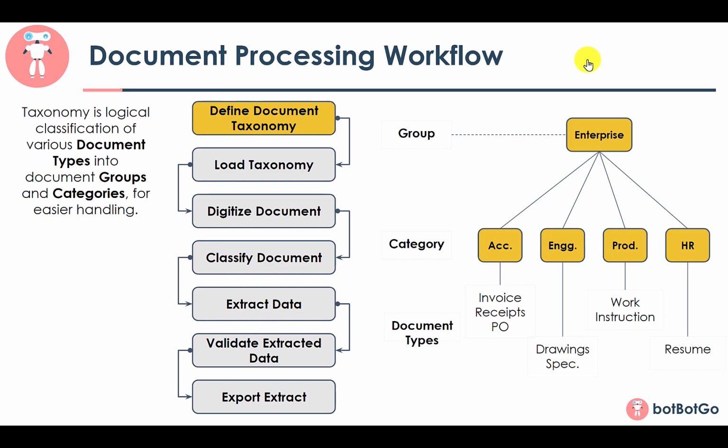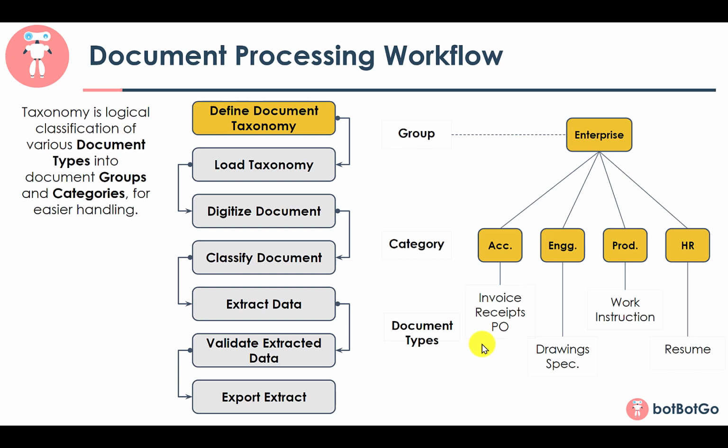So this is one typical way you can define a taxonomy, where at group level we have the name of the enterprise, and at the category level we have different departments in that enterprise, and then each department is handling different types of documents. Soon we will see in UiPath how to define a taxonomy, so it will be much clearer to you once we see it in UiPath Studio.